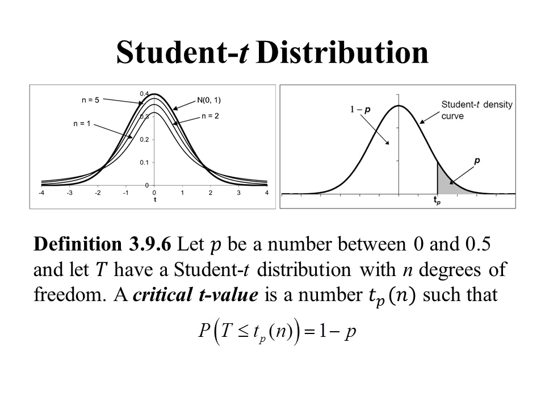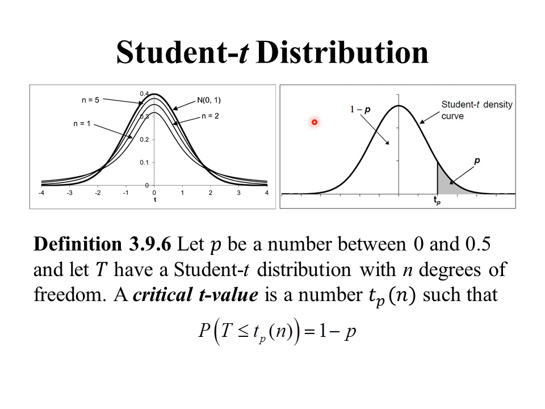Now, like with the normal distribution, in the student t distribution we define critical values. And the definition here is almost identical to that for a critical z value. So we start off with p as a number between 0 and 1/2, and let capital T have a student t distribution with n degrees of freedom. A critical t value is a number denoted t sub p of n, such that the probability that T is less than that critical value is 1 minus p.